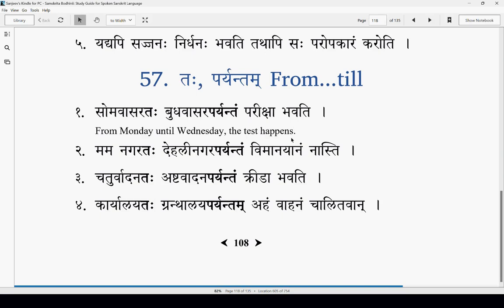Mama Nagaratah Delhi Nagar Paryantam Vimanayanam Nasti. From my city up to Delhi city, there is no flight. Chaturvadanatah Ashtavadana Paryantam Krida Bhavati. From 4 o'clock, you know that, until 8 o'clock, sport or play happens. Karyalayatah Granthalaya Paryantam Aham Vahanam Chalitavan.